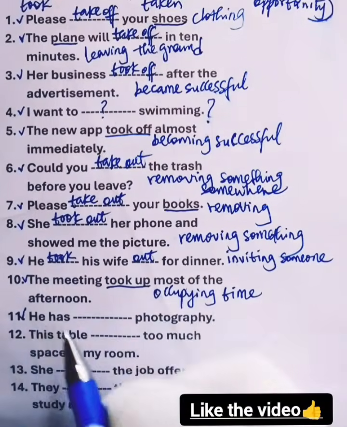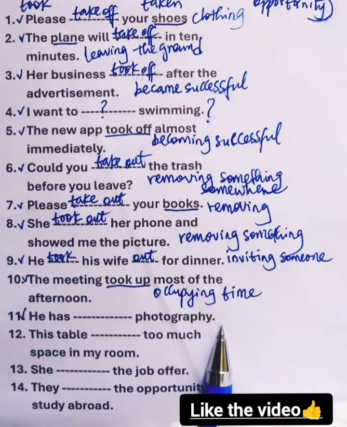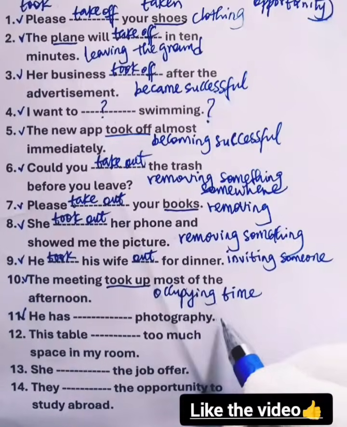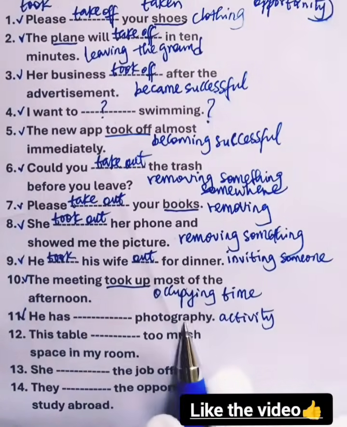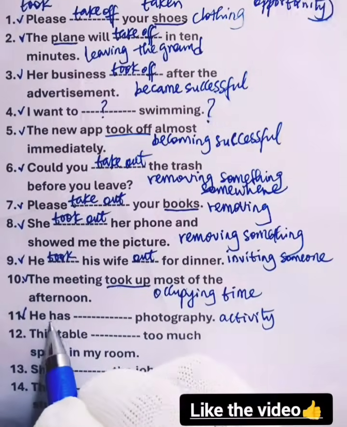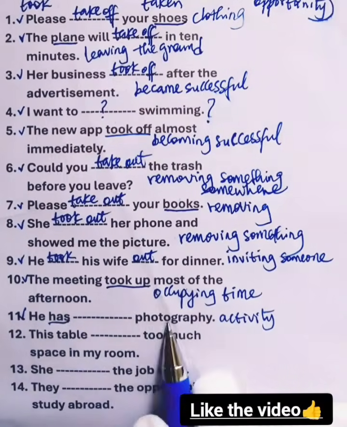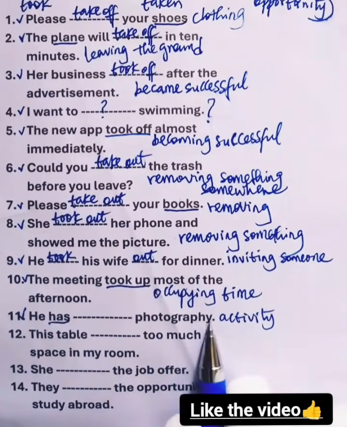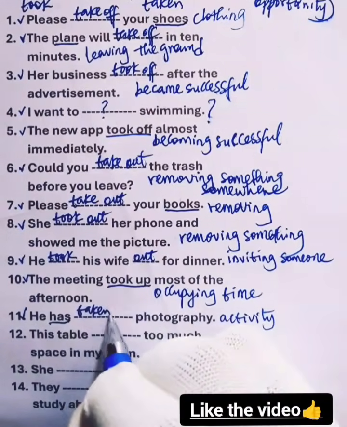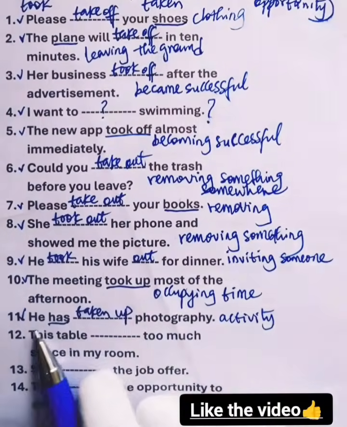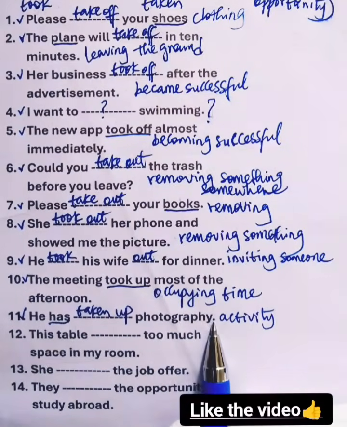Next, he has blank photography. This is an activity. Photography. Here we have has in the sentence. That means we are to use the past participle form of take, which is taken. Okay? Taken up. He has taken up photography.